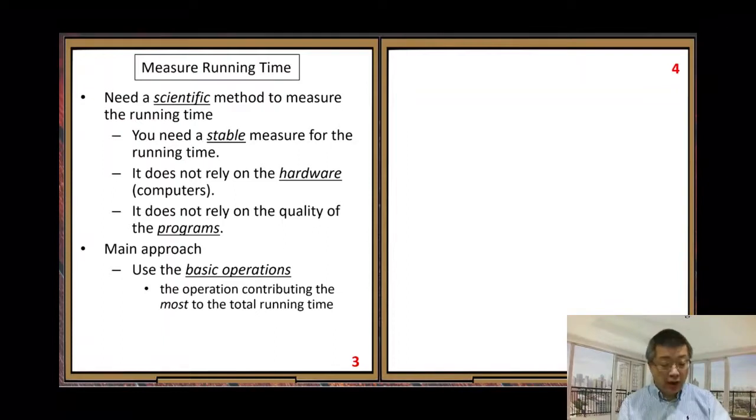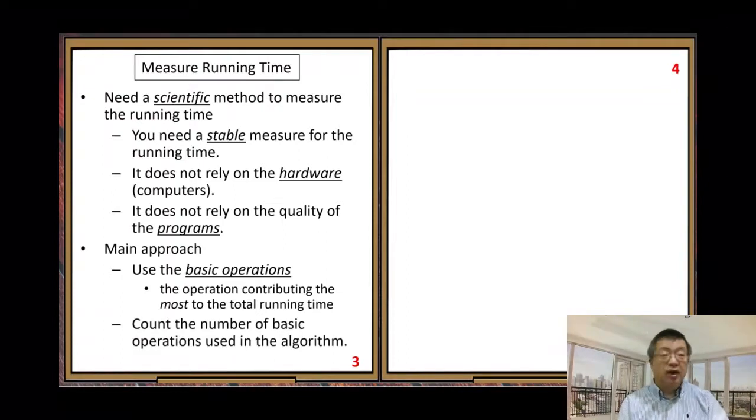So then we do the counting. We count the number of basic operations used in the algorithm. You can see that in this way, it is pretty stable. It does not rely on the quality of the hardware. It does not rely on the quality of the programs, right? So it's a scientific measure.